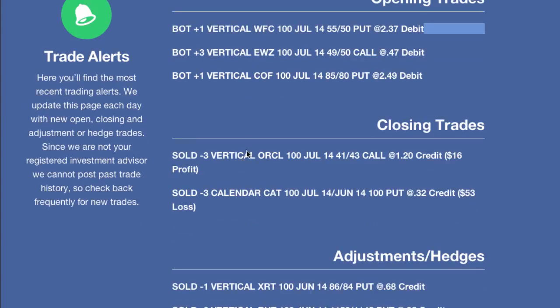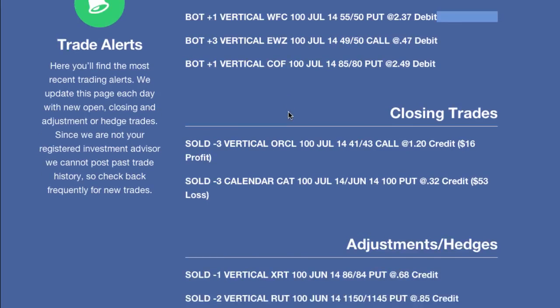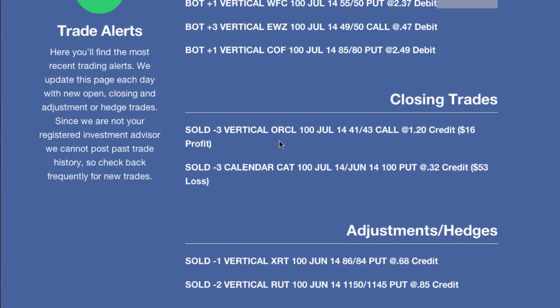I'm really excited about those trades. All right, so let's go down and talk about some of the closing trades that we made today. So Oracle is one of those trades that we closed out today for a profit. This is one of our debit spreads. We went long Oracle, the 41.43 call spread, put our break-even price a little bit over 42, and ended up selling back this spread to the market for a $1.20 credit.